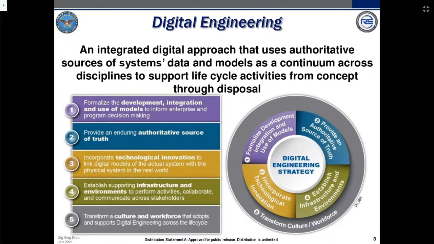And then the fifth one says you need to transform the culture and workforce, right? Not everybody needs to know how to model, but everybody needs to be comfortable working in a digital environment. And digital just implies modeling. Steve, if you could go to the next slide, please.